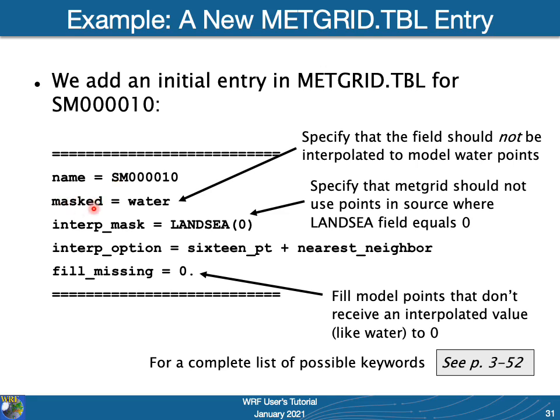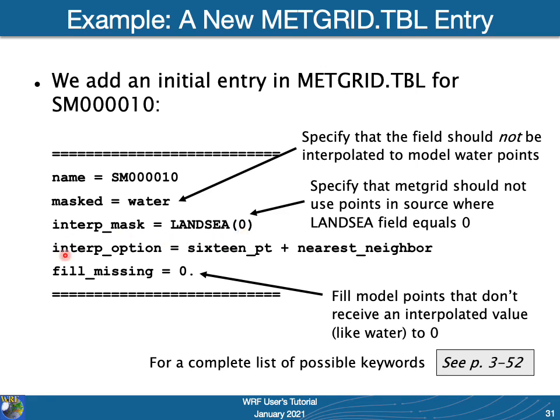We can set the mask keyword to water to tell the METGRID program that we don't need to interpolate the soil moisture field onto water points as dictated by our high resolution GeoGrid land sea mask. We can add this interp mask keyword to tell the METGRID program that wherever the GFS land sea field is 0, that represents a water point, and we should therefore not use the corresponding pixel in the soil moisture field from GFS because it's likely to be invalid.